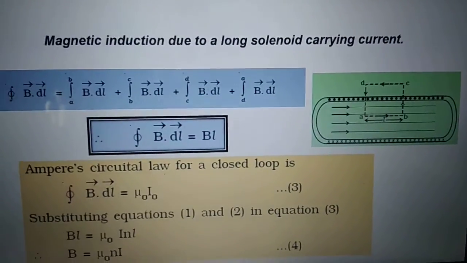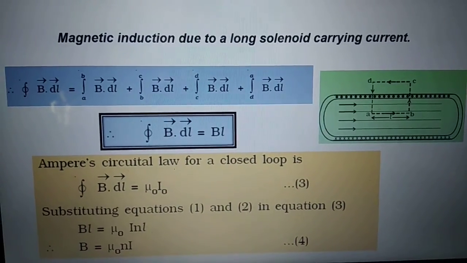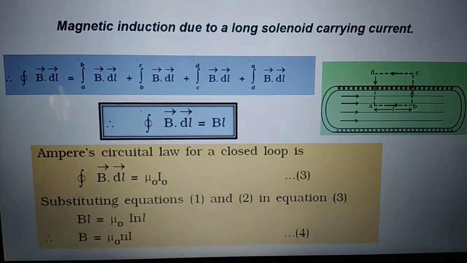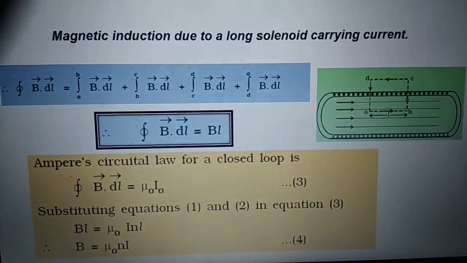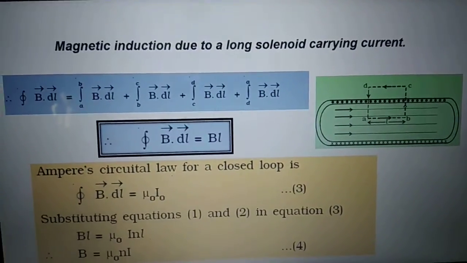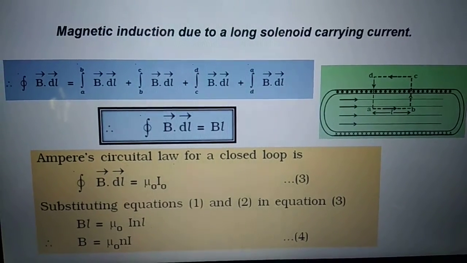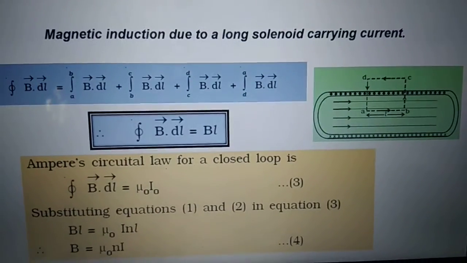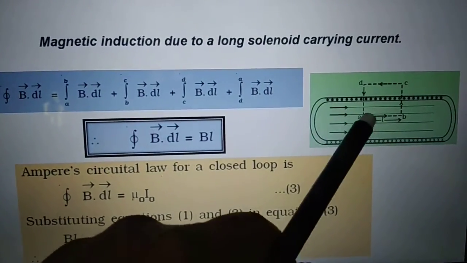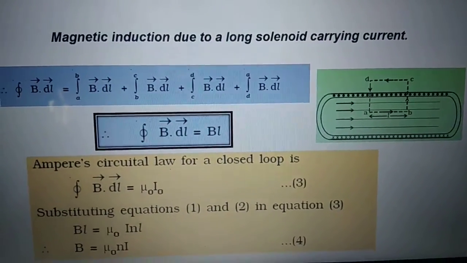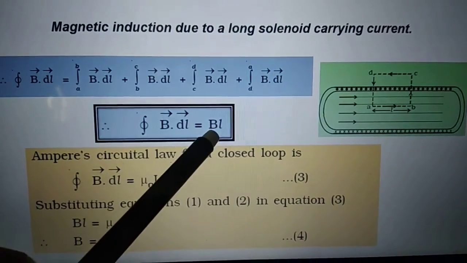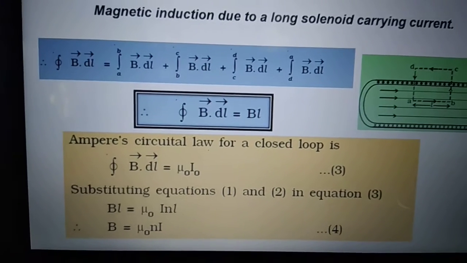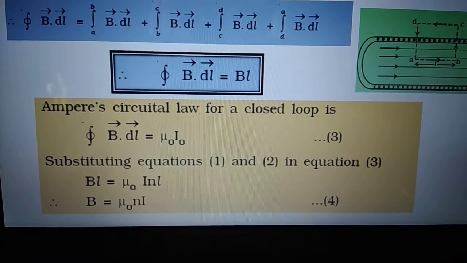So here also there will be no current enclosed. Remember, Ampere's circuital law deals with only the current enclosed in that surface. So path CD doesn't have any current enclosed. So the magnetic field contribution for this path and this path will be equal to 0. Only across path A to B will there be a value of magnetic field, and it will be written as B into L.